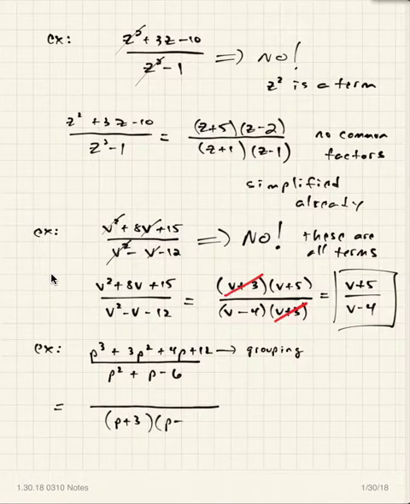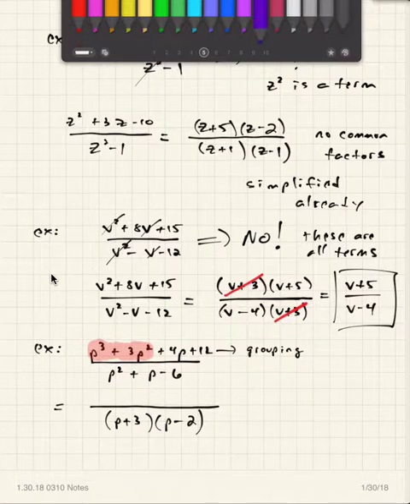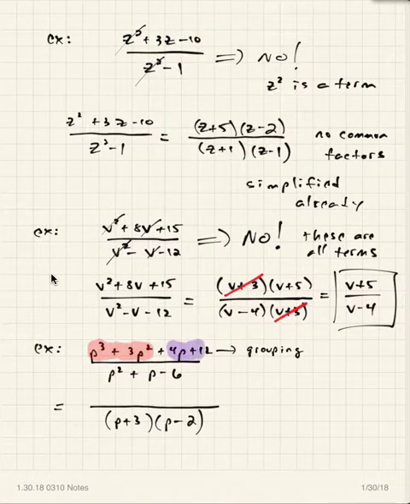Right? It factors as p plus 3 times p minus 2. But in the numerator, we have a little bit more work to do. Right? We're going to group this. Here's my first group. I'm going to go ahead and shade it. And then the second group, 4p plus 12. All right, so in the first group, the common factor there is p squared, and you're left with p plus 3. And in the second group, your common factor is 4, and you're left with p plus 3.